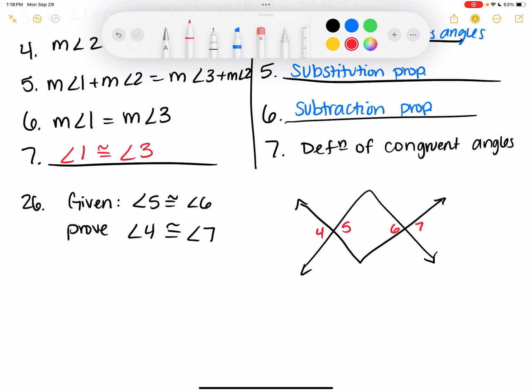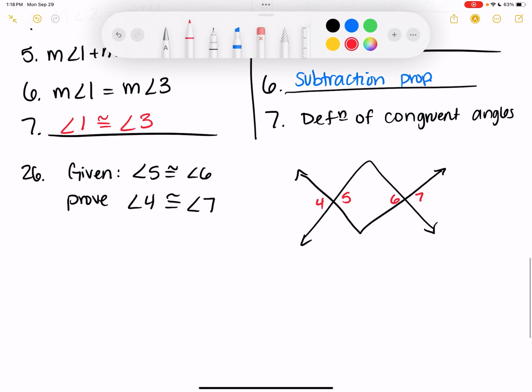Now, these ones are kind of nice because you're still getting used to it. They give you kind of the plan for the proof. So they tell you to first show that angle 4 is congruent to angle 5 and angle 6 is congruent to angle 7. Then use transitivity to show that angle 4 is congruent to angle 7. Okay, so the first thing that essentially I would do here with this information, well, one, obviously I got to set up my chart.